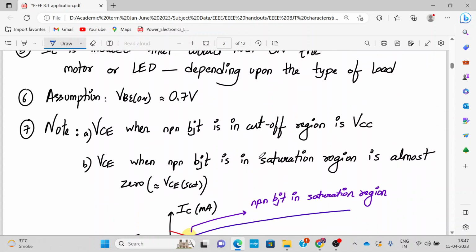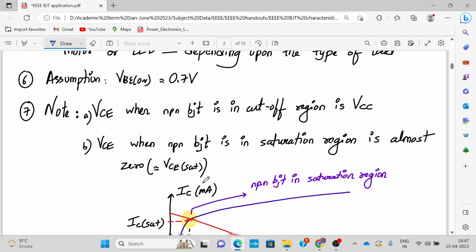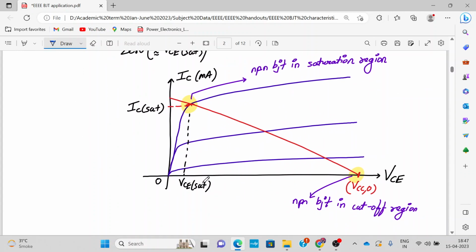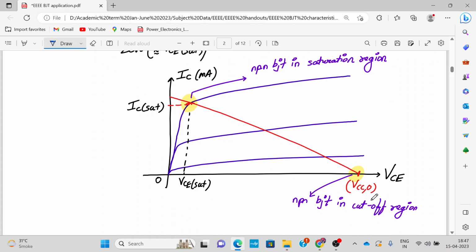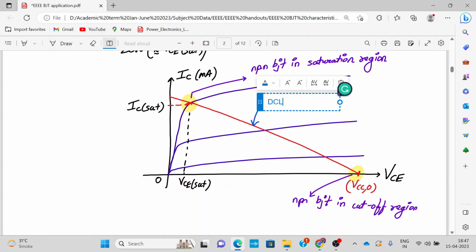So in summary, VCE when the NPN BJT is in the cutoff region is equal to VCC, and VCE when the NPN BJT is in saturation is almost equal to 0. Okay, that is VCE sat. So from the output characteristics, where is this cutoff and saturation region? Here it is. So this line which we have drawn, the red color line, is called the DC load line. Some other time, maybe in the advanced course, you will be learning it.